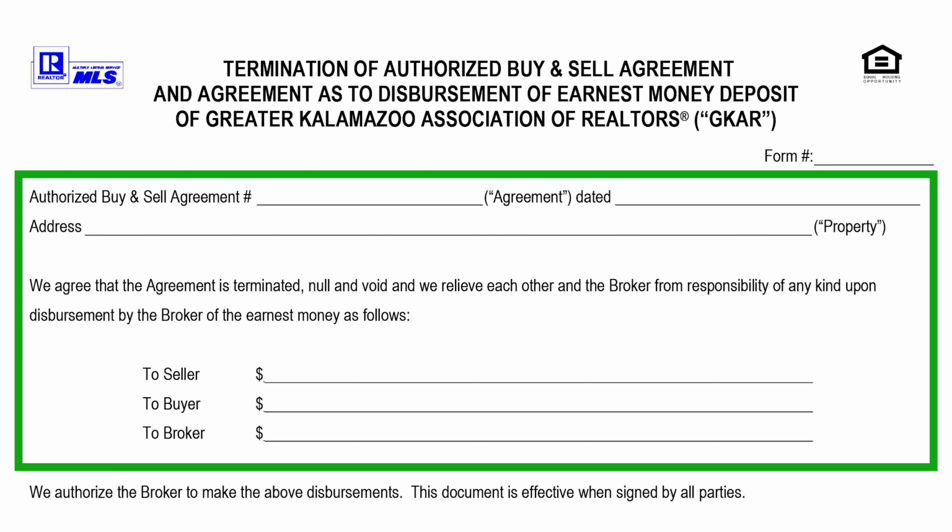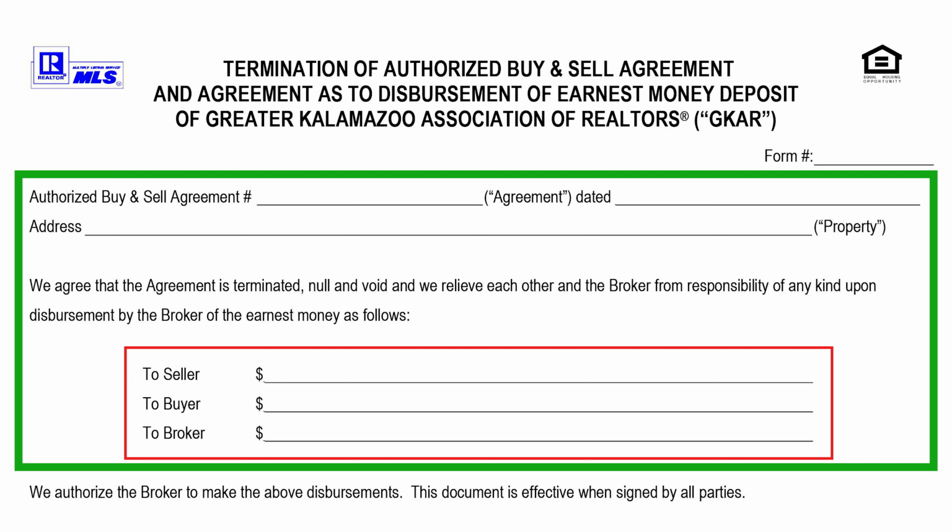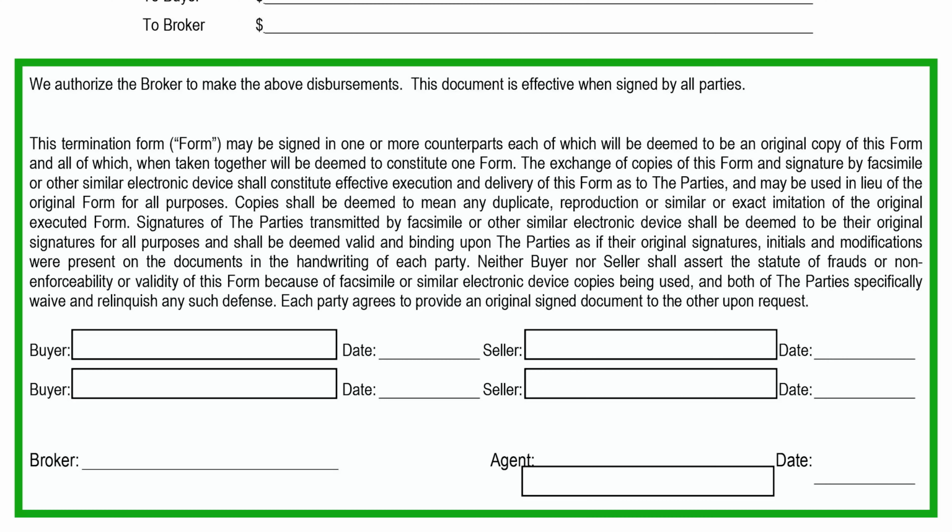We agree that the agreement is terminated, null and void, and we relieve each other and the broker from responsibility of any kind upon disbursement by the broker of the earnest money as follows. You'll see down here there's a spot for to seller, to buyer, and to broker. The earnest money deposit you would actually place in here to seller and the amount of money if you wanted the money to go back to the seller. To buyer, you would place the amount of money that you would want to go to the buyer. We authorize the broker to make the above disbursements.